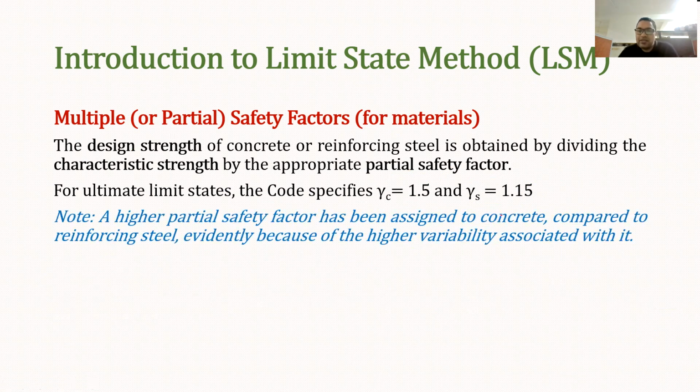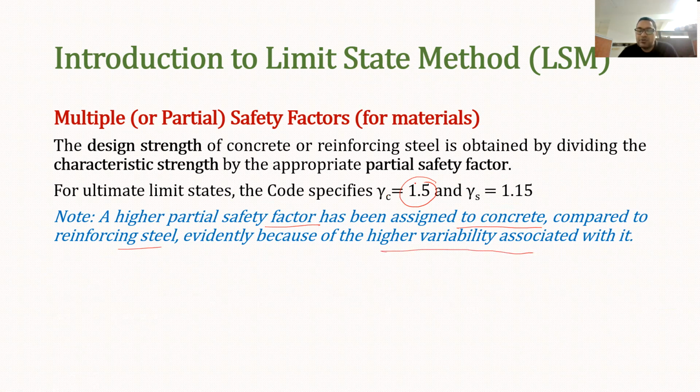Now, here in the safety factor, you can see that we have taken a higher value of safety factor for concrete. Why are we taking the higher value? Because, as in the note, you can see a higher partial safety factor has been assigned to concrete compared to reinforcing steel, evidently because of the higher variability associated with it.